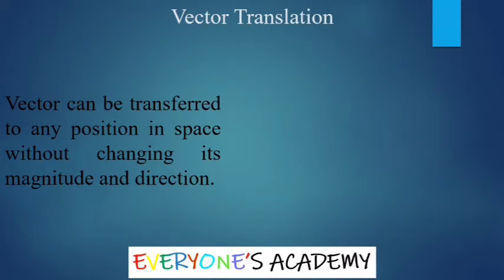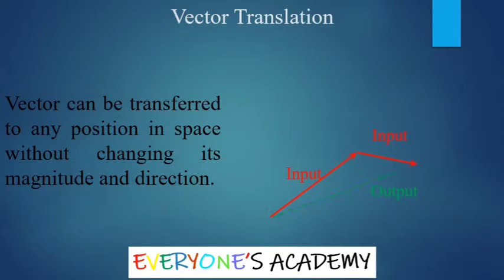Vectors can be transferred to any position in space without changing their magnitude and direction. That means if suppose there are two different vectors, these two vectors can be added only if the head leads to the tail. That means one arrow should lead to the tail of the second vector. That means this vector can be transferred up to the head, and now you will get the output for this vector.